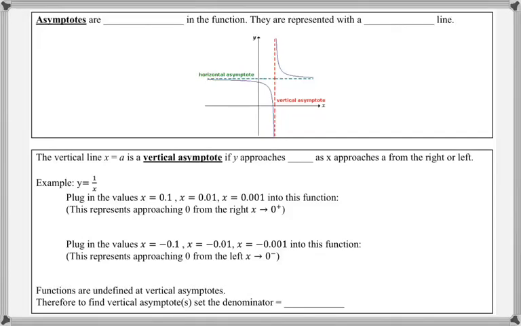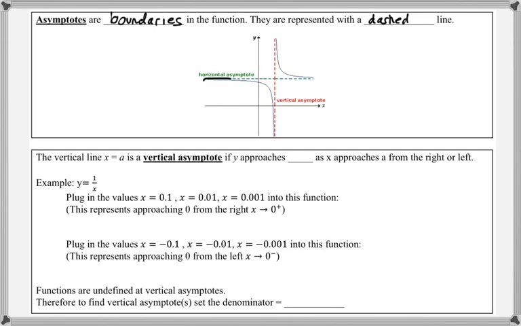Another main topic of this section is asymptotes. So these are boundaries in the function. They are represented with a dashed line. So if you see here, we have a vertical boundary. That's a vertical asymptote. We have a horizontal asymptote. That's a horizontal line. It's a boundary in the function. So these really warp the function.